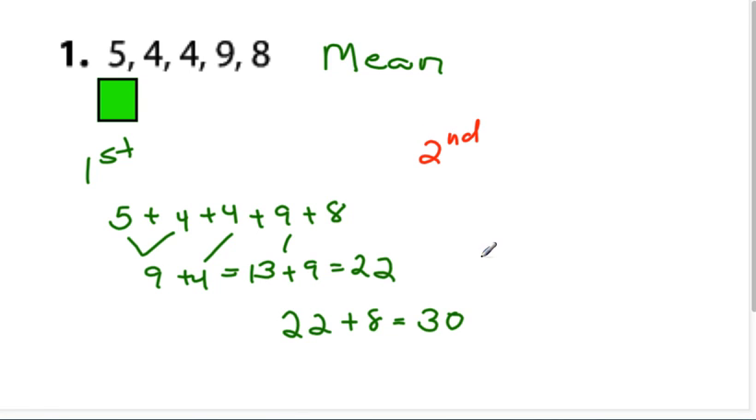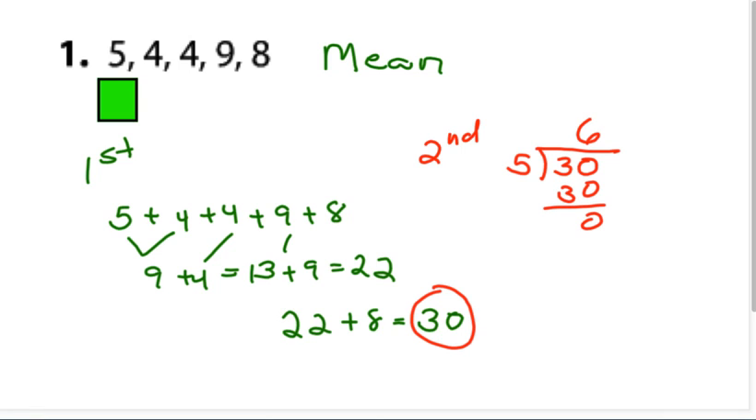So then the second thing I will do to find the mean is divide my sum, which is 30, by the 5 add-ins. 30 divided by 5 is 6. 6 times 5 is 30. Subtract. I have no remainder, so I don't have to round. And the correct answer is going to be 6 as the mean.